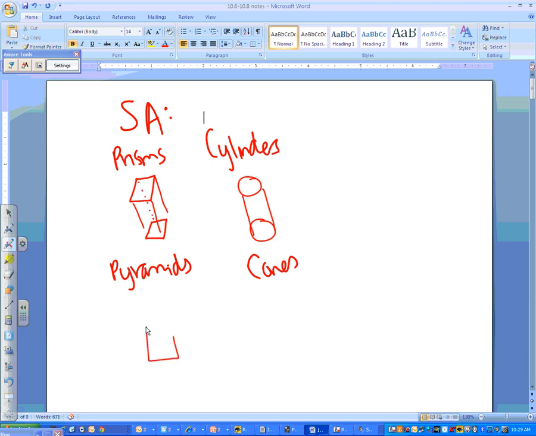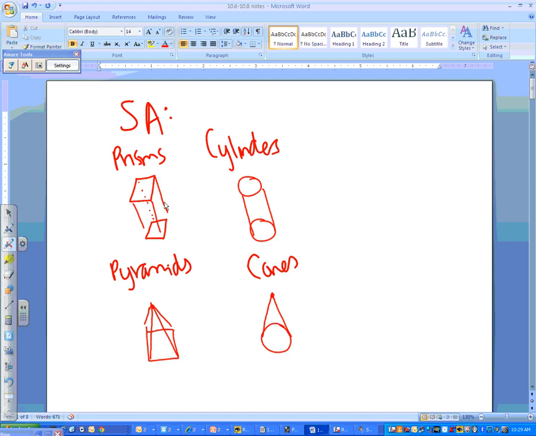So let's say I have a square. Pyramids only have 1 base, and from the base, all other sides come up and meet at 1 vertex. Cones are a lot like cylinders in that their base is always a circle, but they're also like pyramids because they only have 1 base, and then from there they all go and meet up at 1 vertex.